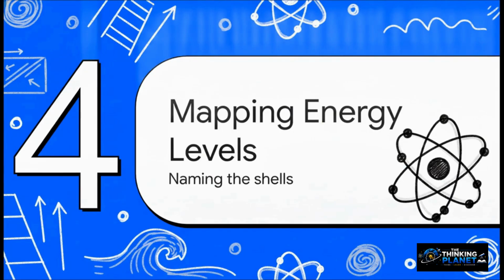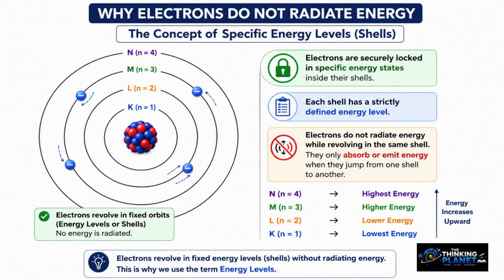That naturally leads us to Section 4, mapping the energy levels. Now that we know these fixed electron orbitals exist, how do physicists actually identify and name them? Because they're frequently referred to as shells. Remember how Bohr suggested that these revolving electrons don't radiate energy? That makes perfect sense when we use the specific term, energy levels.